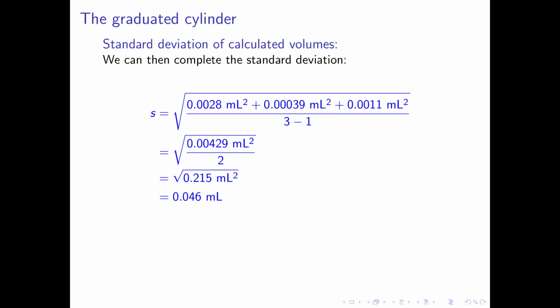And finally, we can complete the standard deviation. In the numerator, we have 0.0028 square milliliters plus 0.00039 square milliliters plus 0.0011 square milliliters. In the denominator, we have again 3 minus 1. This gives 0.00429 square milliliters divided by 2, or 0.215 square milliliters. When we take the square root of this, we determine our standard deviation to be 0.046 milliliters.